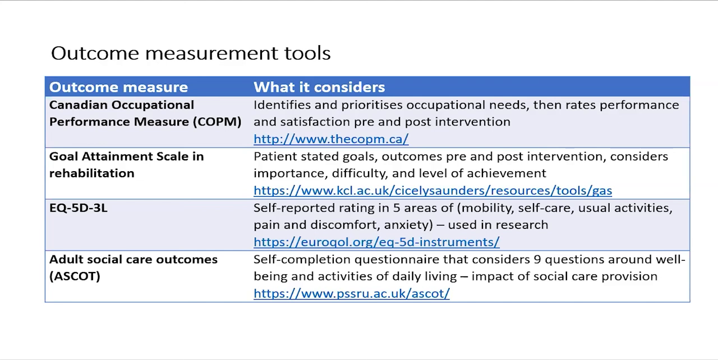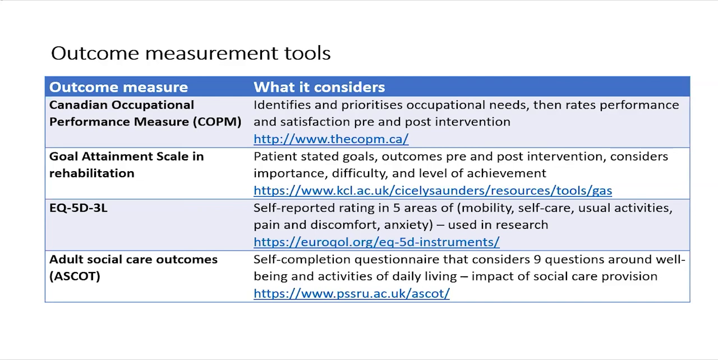And then there's the adult social care outcome measure, the ASCOT. Again, this is a self-completed questionnaire. Some of you that work in social care may have come across this. I think if you're in social care, you can access this free of charge, and it considers nine questions around well-being and activities. As an outcome measure, it's very much focused on what impact the social care provision has had on health and well-being.